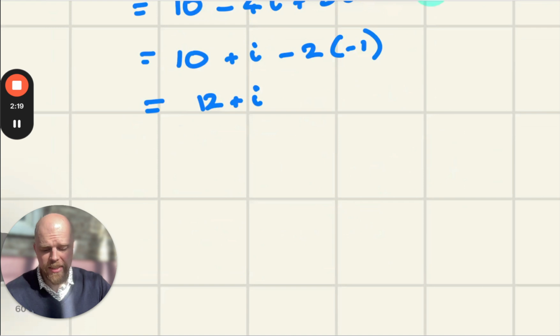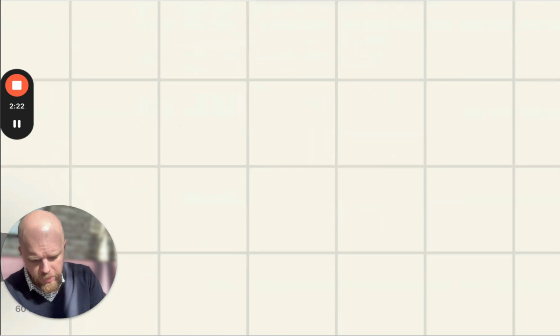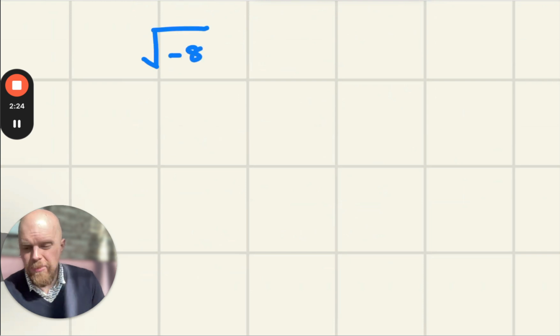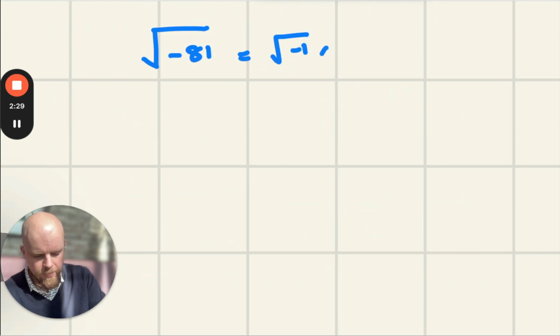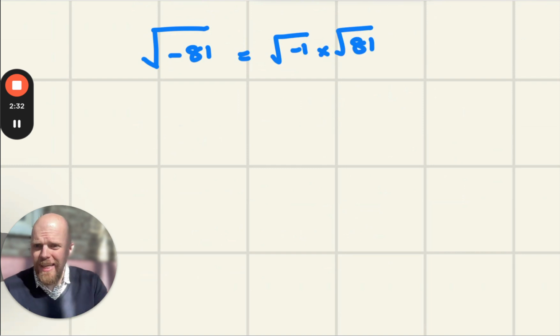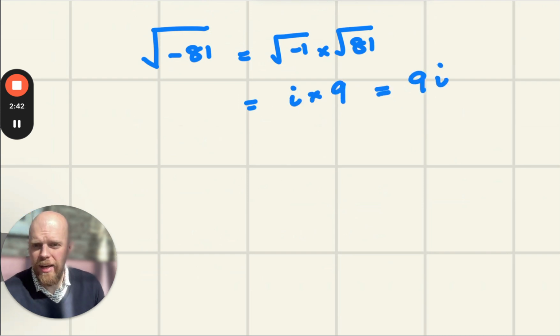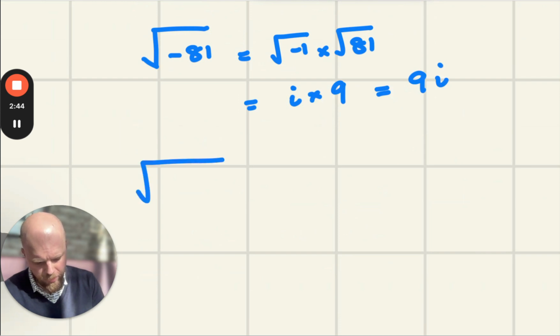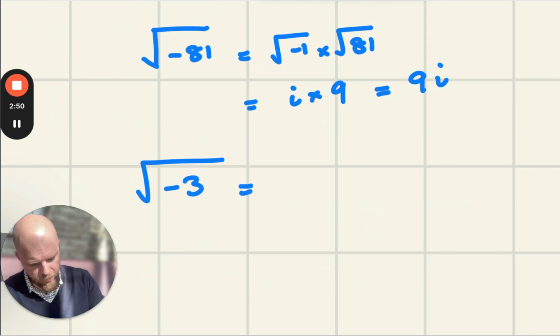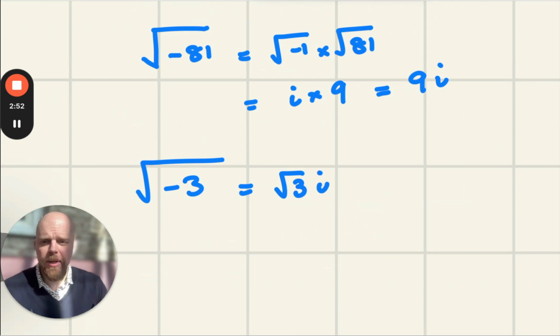We can use complex numbers to simplify square roots. So for example, if we have the square root of minus 81, that is the same as the square root of minus 1 times the square root of 81. This is your basic surds properties. Now the square root of minus 1 is i, the square root of 81 is 9, so that would be i times 9, but we want to write it as 9i. Let's say we wanted the square root of minus 3. You can write that as root 3 i, because the minus comes outside the brackets.